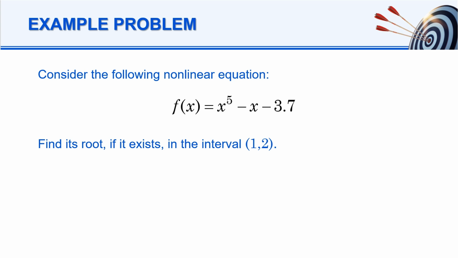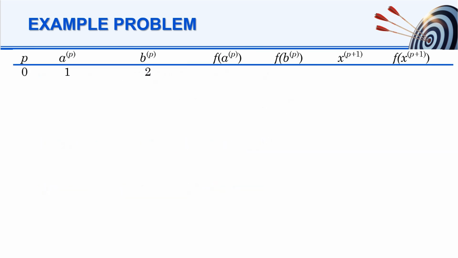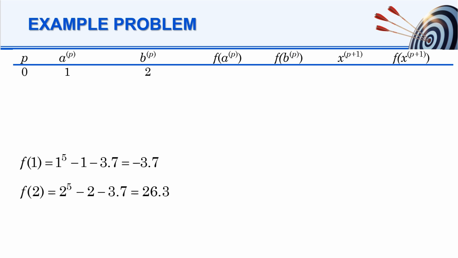Consider the following nonlinear equation. Find its root, if it exists, in the interval between 1 and 2. The stopping criterion is based on the absolute value of the function being less than 10 to the power of minus 3. The endpoints of the interval are 1 and 2. We evaluate the function at x equals 1 and x equals 2. The midpoint is found as 1.5.